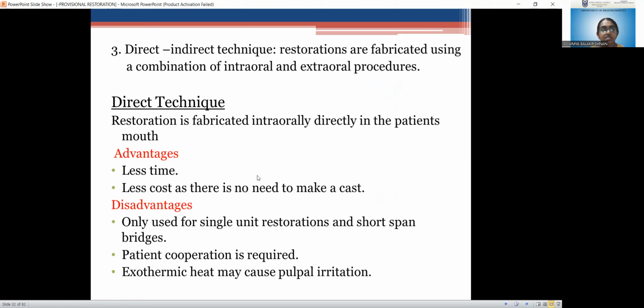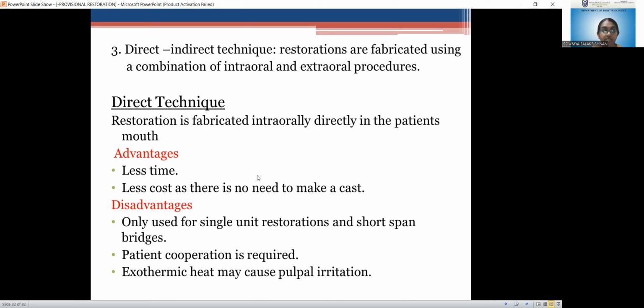Direct technique means the restoration is fabricated intraorally, that is, directly inside the patient's mouth. So let's see the advantages: it takes less time and less cost, as we don't have to make a cast.